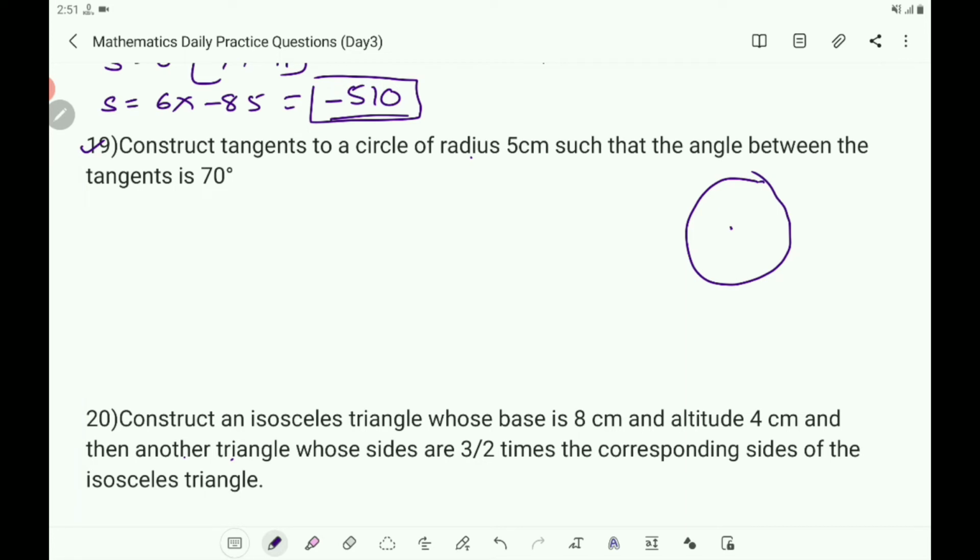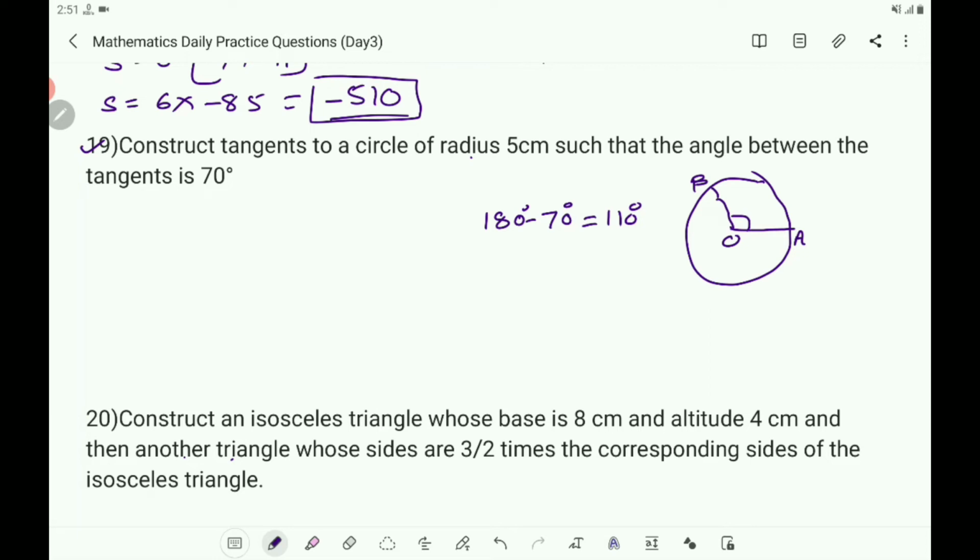And here the angle between the tangents is 70 degrees, which means we have to find the angle between the radii. To get the angle between the radii, we have to subtract that 70 degrees from 180 degrees. So 180 degrees minus 70 degrees is equal to 110 degrees. So you draw one radius and construct 110 degrees at the point O. So this is OA, one radius, and OB is the other radius. So the angle at the center is here 110 degrees.